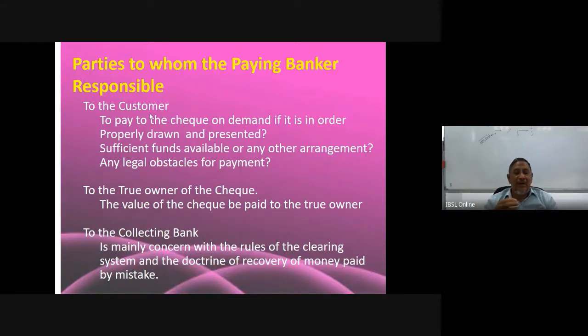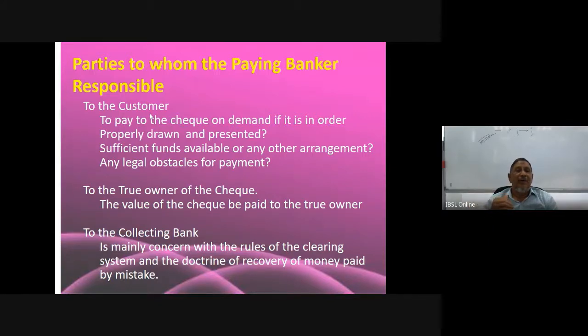And also, on the face of the check, any other material should not be there. Legal obstacles are there. And what are some of the legal obstacles? Amount in figures and the words differ. Post-dated checks, or validity expired checks, stale checks. Endorsement is not there, or endorsement is not correctly done. Those are legal obstacles for payment.